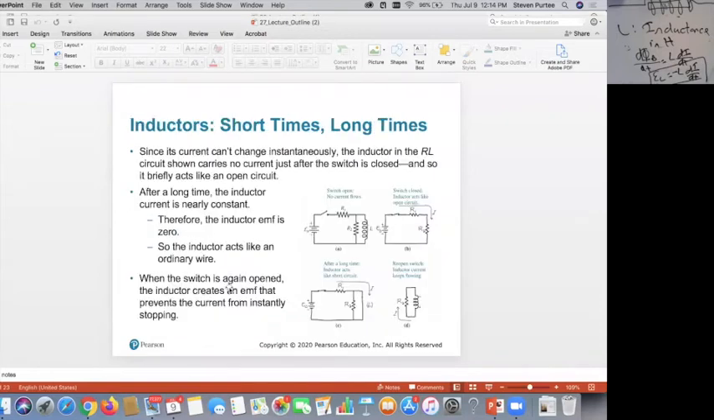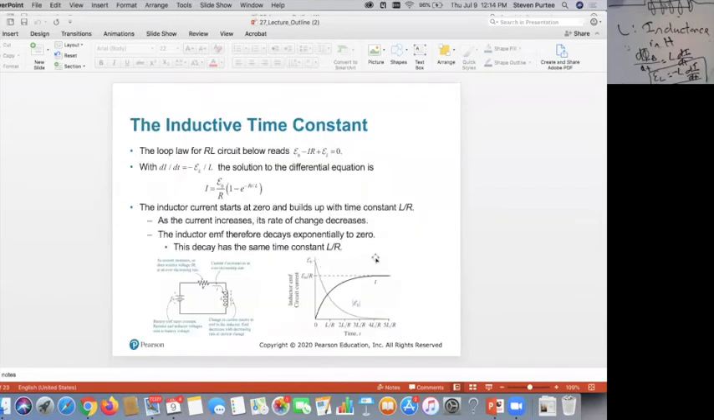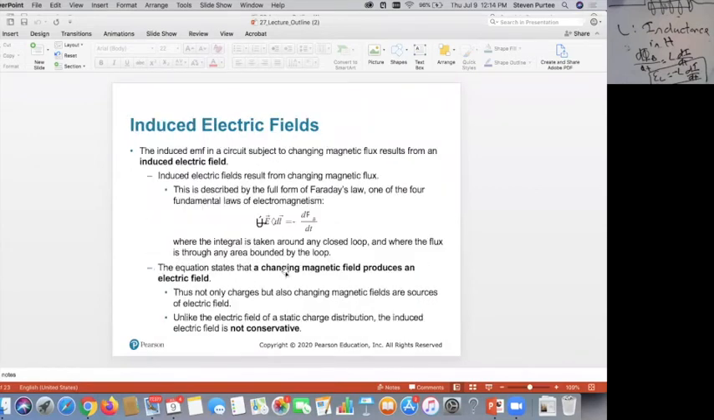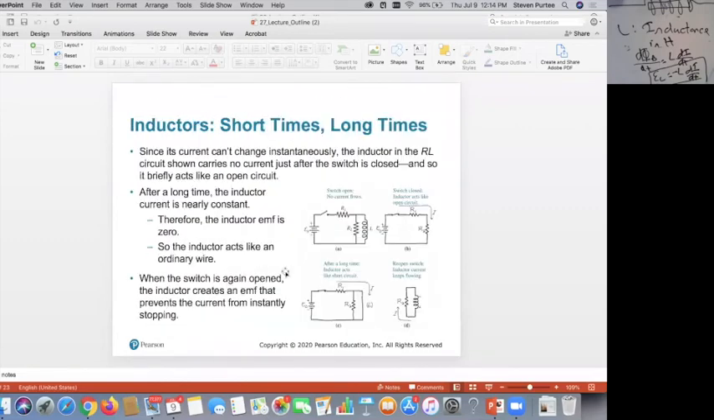Now, what if we unhook that battery? What happens? So now we've got a current flowing and we stop the battery. Well, now the current suddenly stopped. It doesn't like that. Inductors don't like changes. So we would go from having a relatively big current, and the inductor tries to stop that. Instead of the current stopping suddenly, it will slowly decay off.